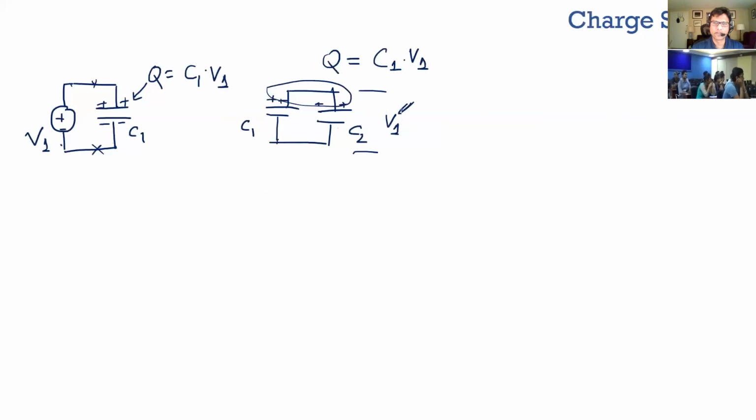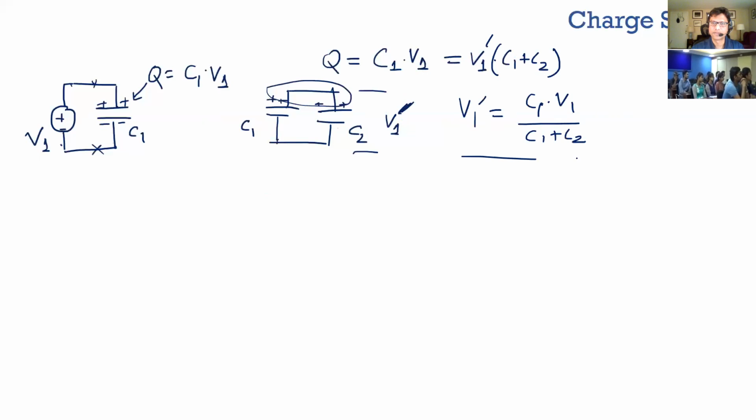Now your effective capacitance has changed, so the charge is V1 dash times C1 plus C2, because with two parallel capacitors the effective capacitance is the sum. In other words, V1 dash is equal to C1 times V1 over C1 plus C2. That's basic charge sharing. Make sure you understand this, because if somebody asks you this question, you should at least know this. And you can obviously have variations of this problem.